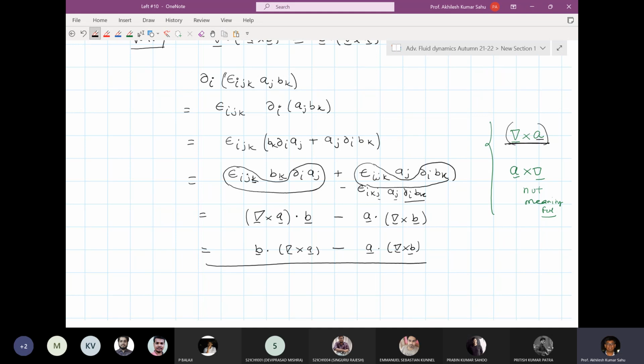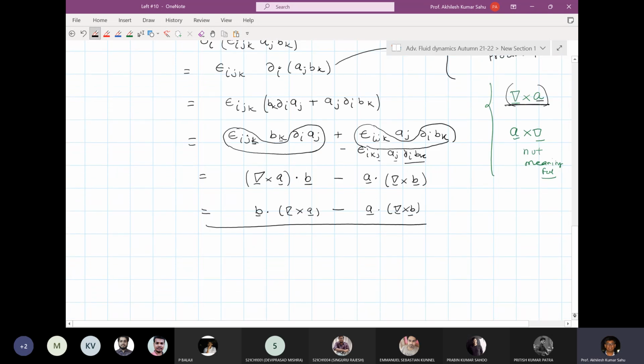Show this, verify this using index notation. Okay, so this is nothing but right here, I mean this one, product rule. A times B is what? A times partial B by partial X plus B times partial A by partial X. This is the same, right? Okay.